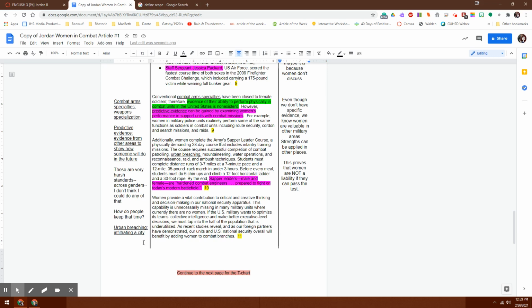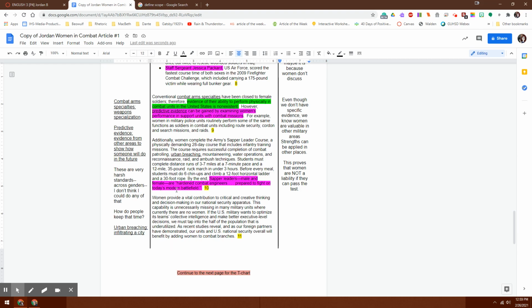Paragraph 11: Women provide a vital contribution to critical and creative thinking and decision-making in our national security apparatus. This capability is unnecessarily missing in many military units where currently there are no women. If the U.S. military wants to optimize its team's collective intelligence and make better executive-level decisions, we must tap into the half of the population that is underutilized. As recent studies reveal, and as our foreign partners have demonstrated, our units and U.S. national security overall will benefit by adding women to combat branches.